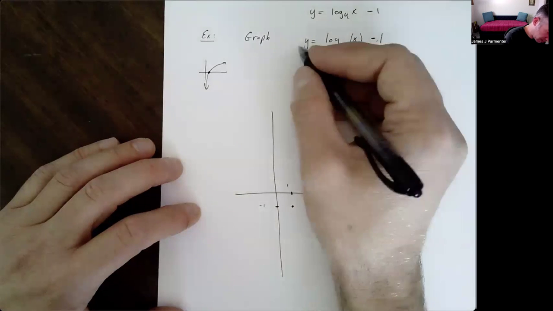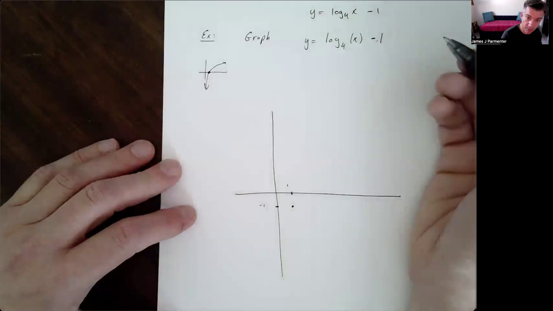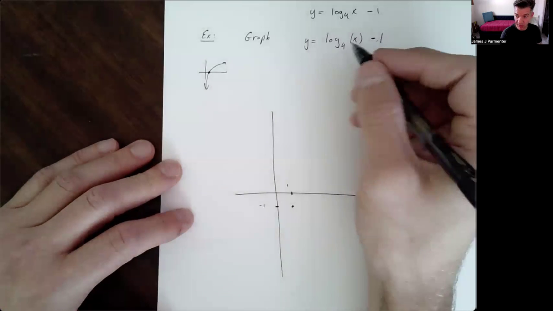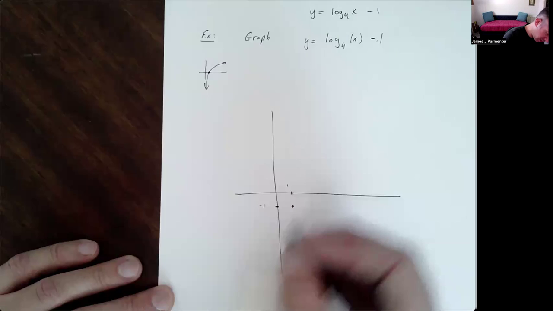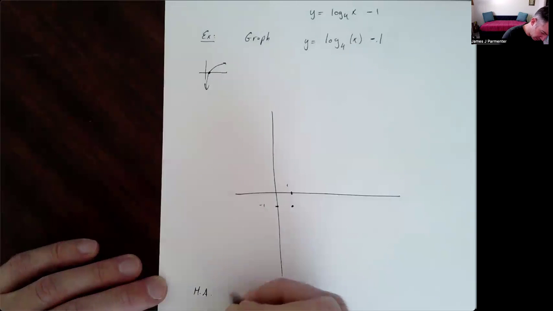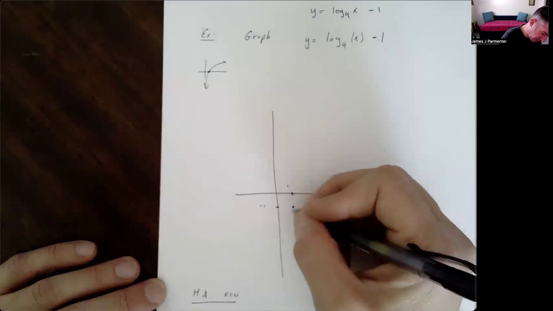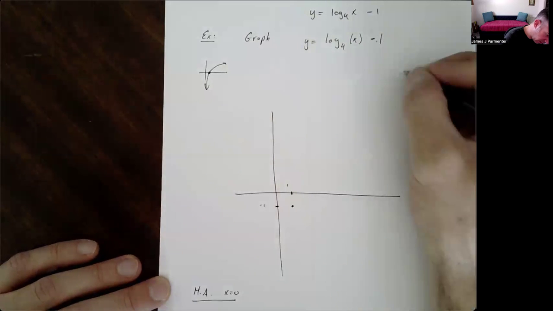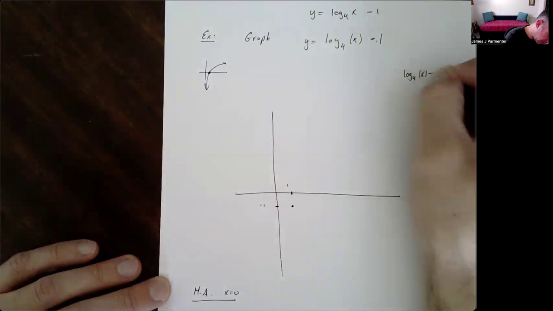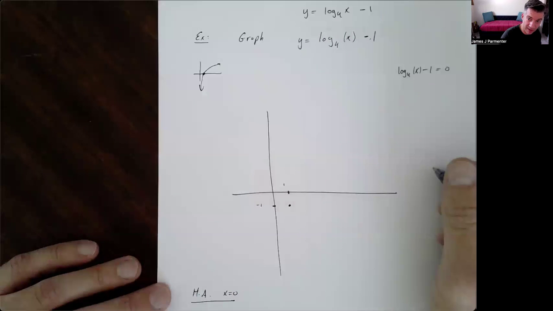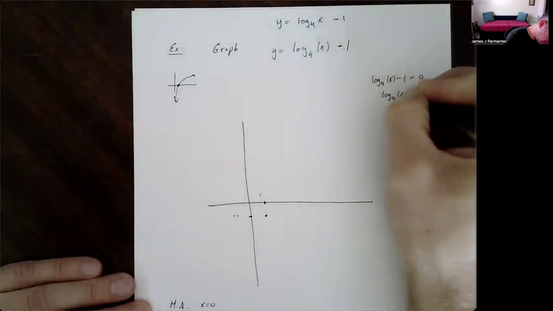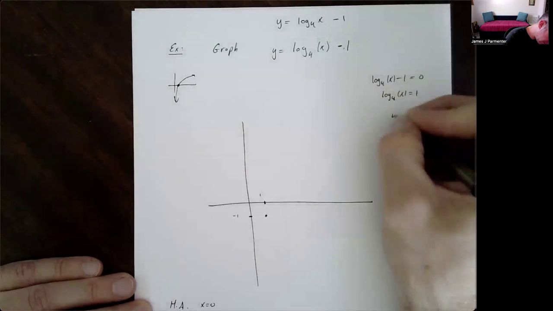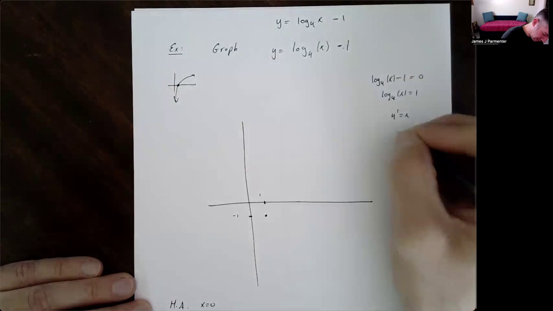To find the new x-intercept, we're going to set this whole graph equal to 0. I'll point out, since it's a vertical shift, we still don't have a y-intercept, right? Because we have a vertical asymptote at x equal to 0. So to find my new x-intercept, I'm going to set log base 4 of x, minus 1, equal to 0. And I'm just going to rewrite this as an exponential equation. Log base 4 of x equals 1, and then 4 to the 1 equals x. So x equals 4.